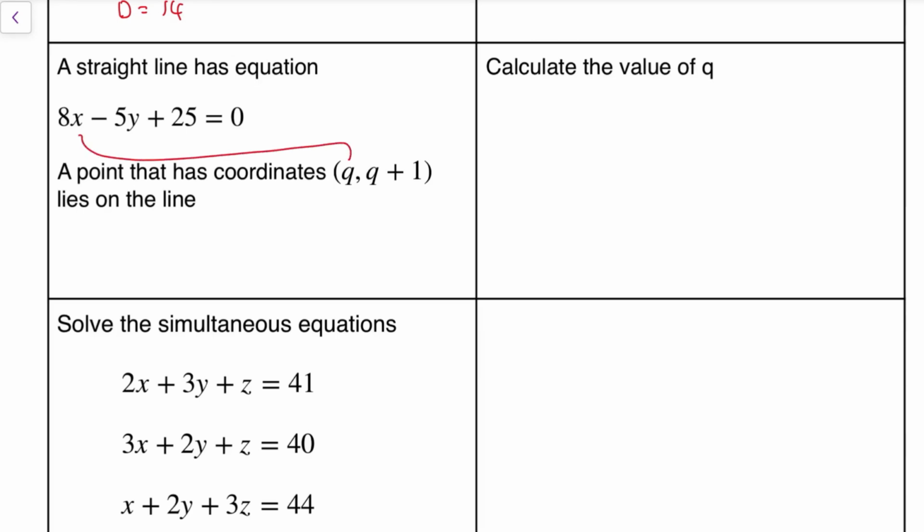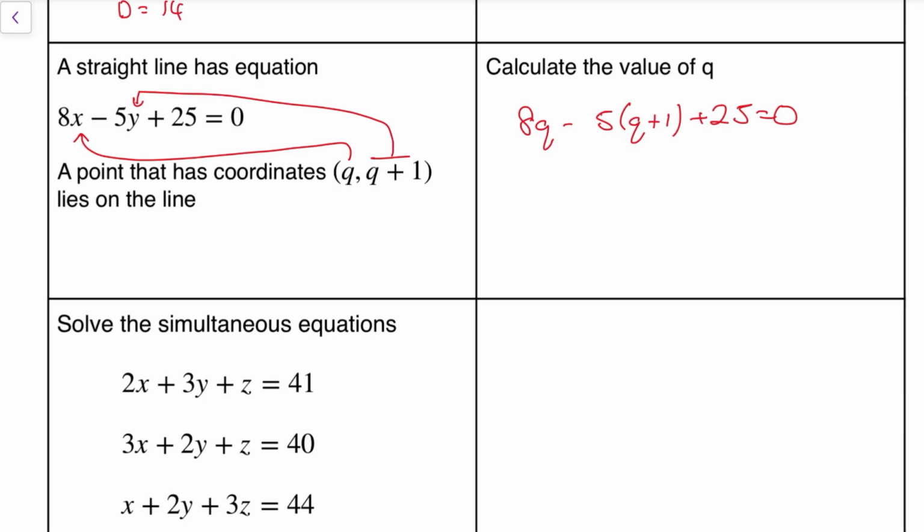I'm just going to put my q into here. I'm going to put my y into here. One equation, one unknown, solve the equation, get my q. So let's do that. So I've got 8 times q, x value, minus 5 times q plus 1, y value, plus 25 equals 0. Let's do some collecting.